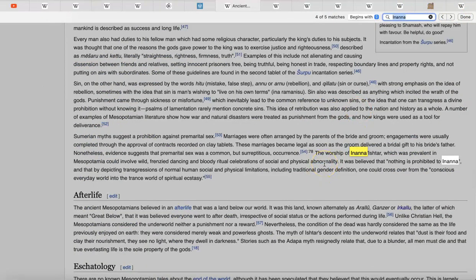The worship of Inanna / Ishtar, which was prevalent in Mesopotamia, could involve wild, frenzied dancing and bloody ritual celebrations of social and physical abnormality. It was believed that nothing is prohibited to Inanna, and that by depicting transgressions of normal human social and physical limitations, including traditional gender definition, one could cross over from the conscious everyday world into the trance world of spiritual ecstasy.